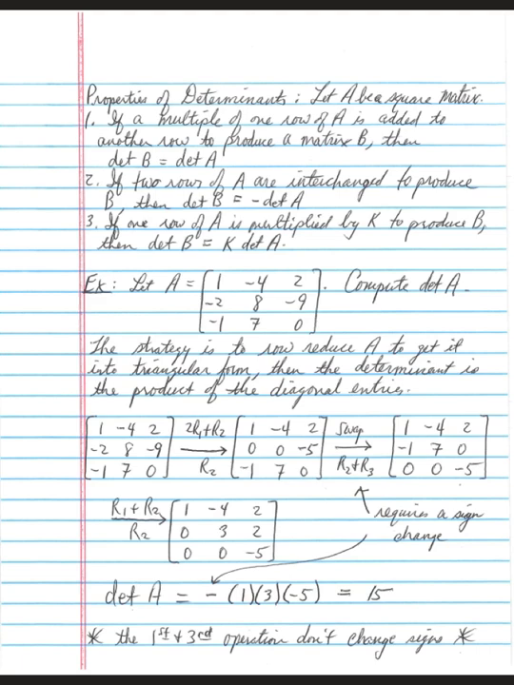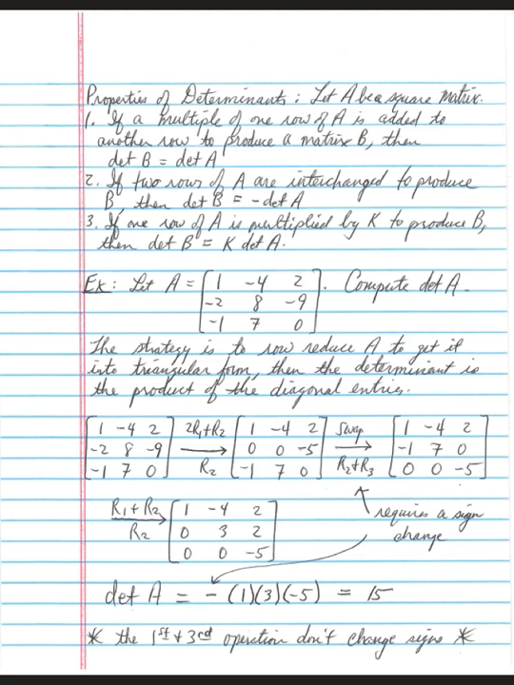Properties of determinants. Let A be a square matrix. If a multiple of one row of A is added to another row to produce a matrix B, then those two determinants are equal. Row operation of multiplying one row by a value and adding it to another row does not change the determinant. If two rows of a matrix are interchanged, then the determinants will differ by a sign. If one row of A is multiplied by some constant, then the determinant will be also multiplied by that same constant.